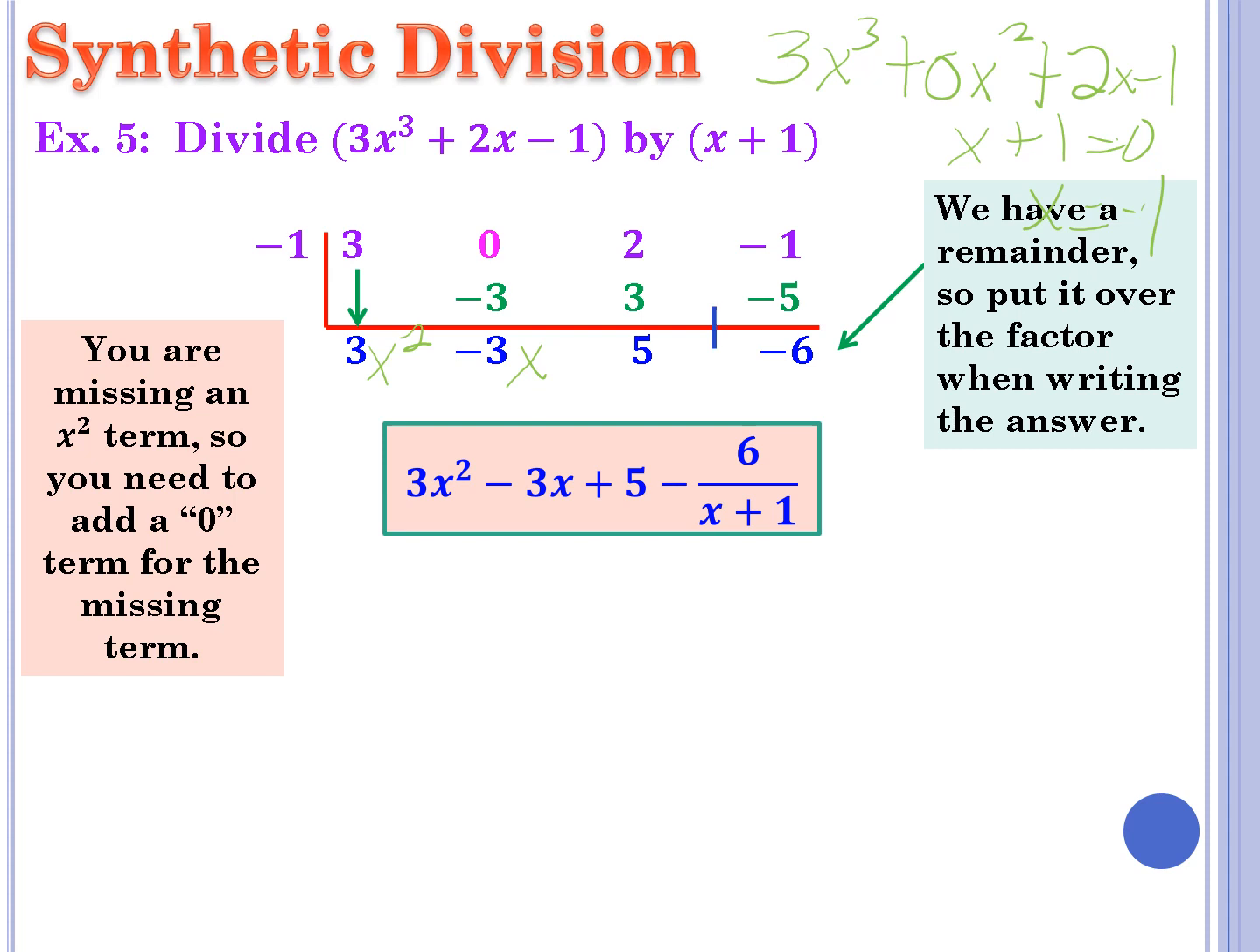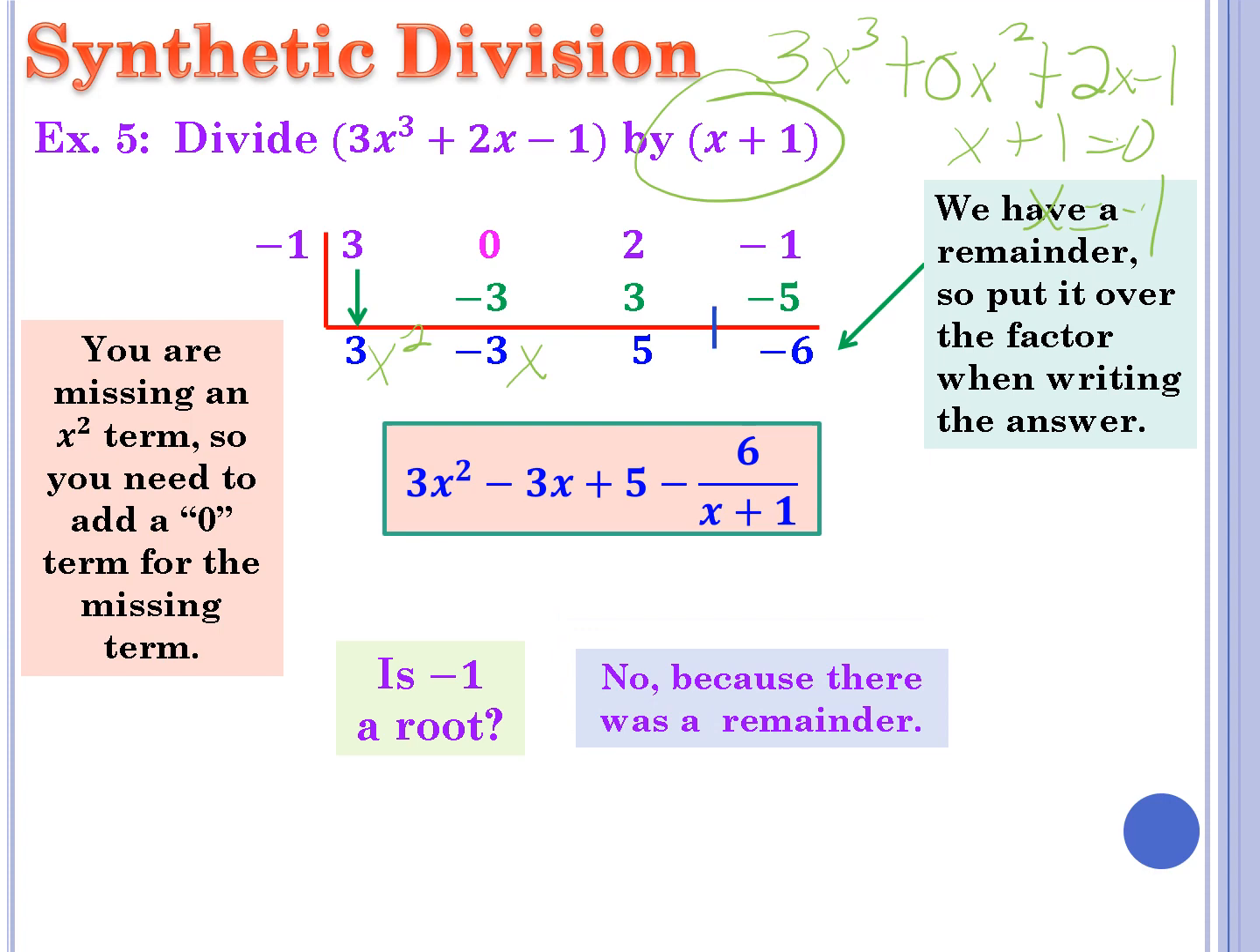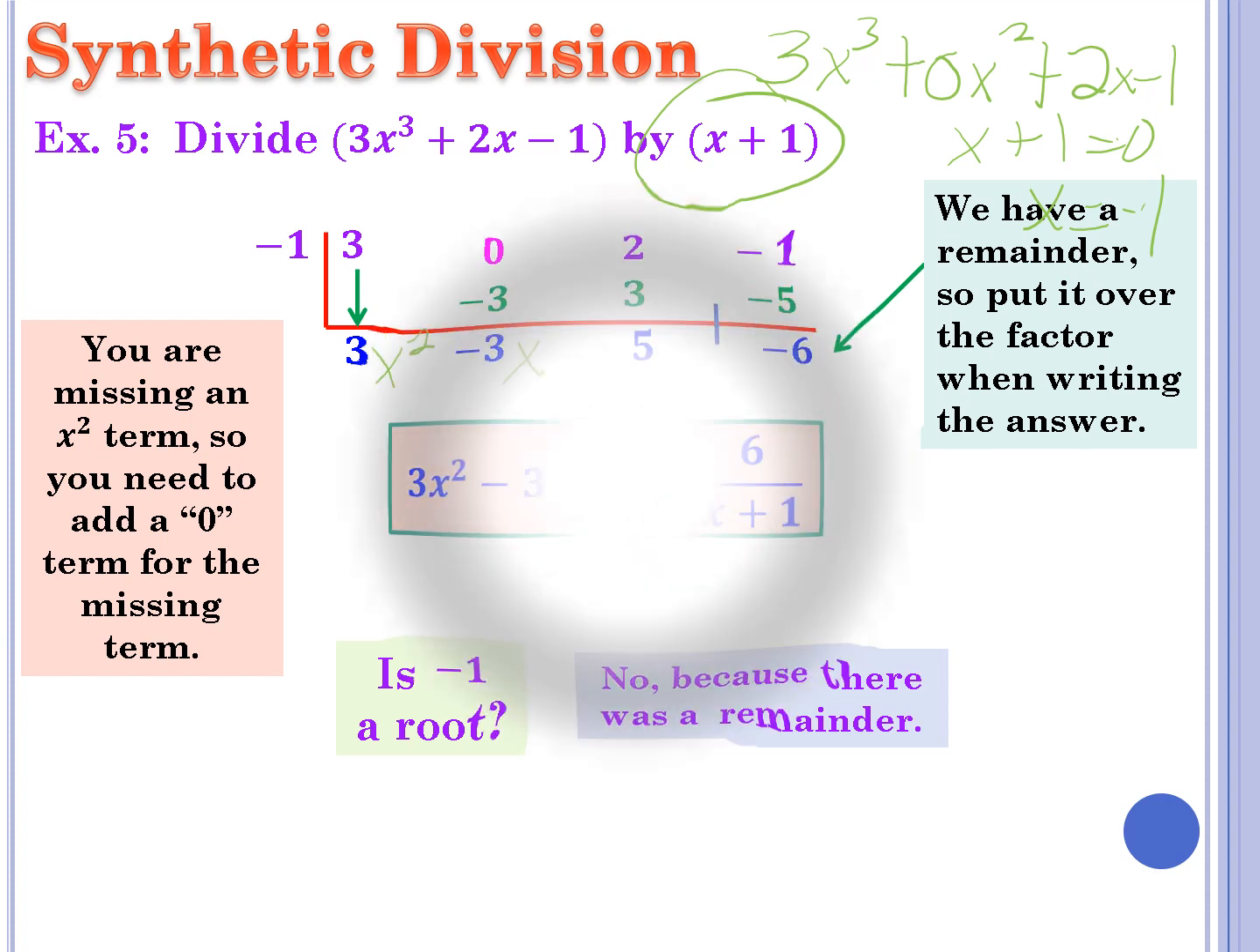So that becomes 3x squared minus 3x plus 5 minus 6 over x plus 1. Now, could I write that plus a negative 6? Absolutely. Same answer, just looks a little different. But yes, minus 6 or plus a negative 6. Now, could I say that negative 1 is a root? Well, I have a remainder. So if I have a remainder, it can't be a root. So therefore, the answer would be.